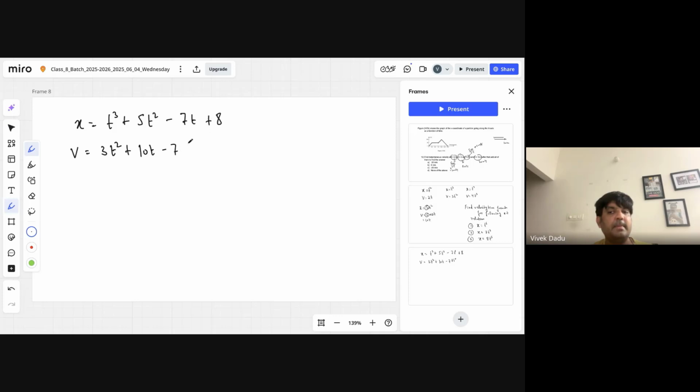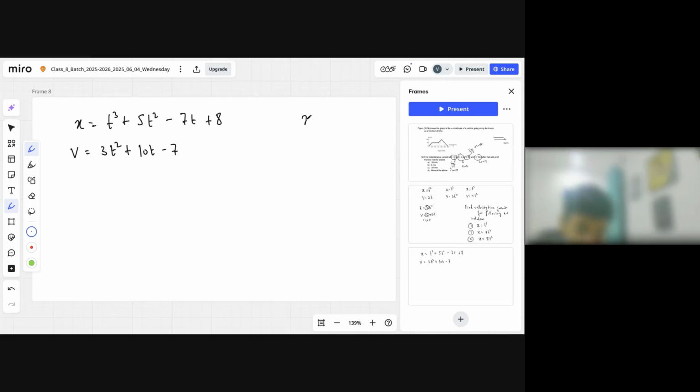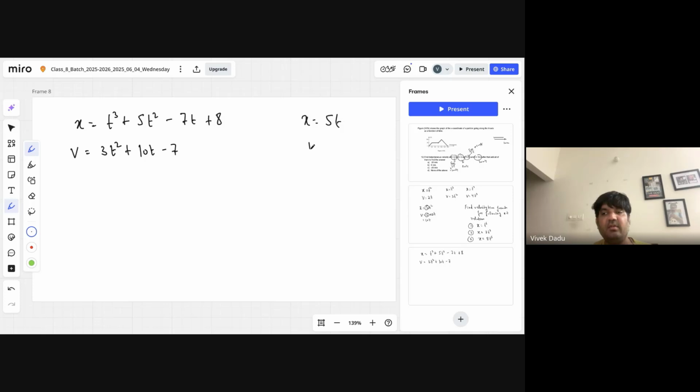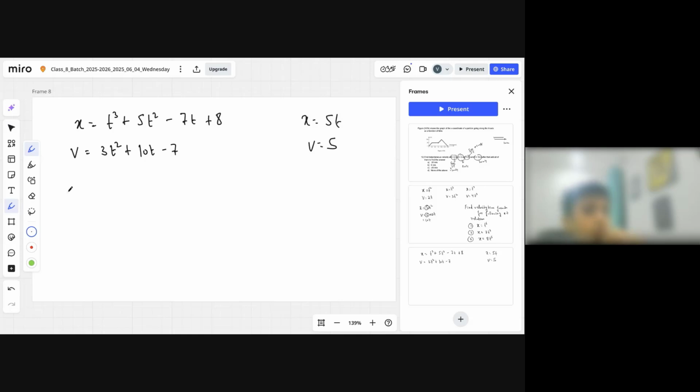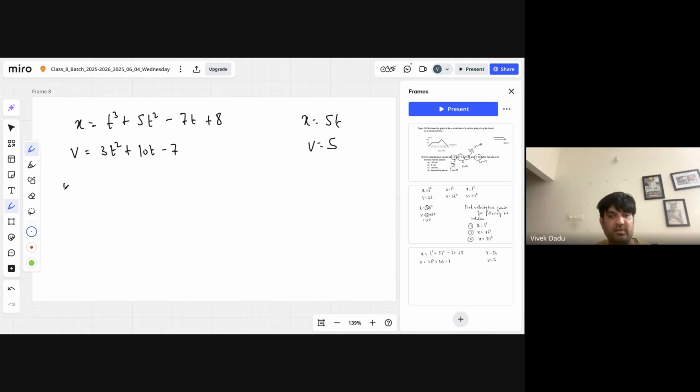Hello? What happens to this constant term? It anyways becomes 0. Okay? So basically, if it's x equal to 5t, v equal to 5. If it's t power 1, it just becomes a straight line. Okay? So do this.